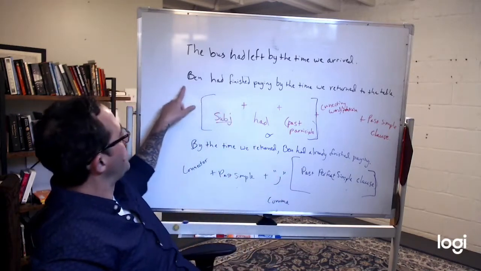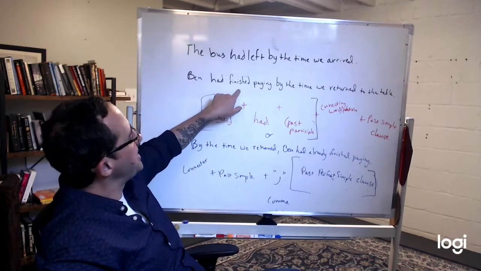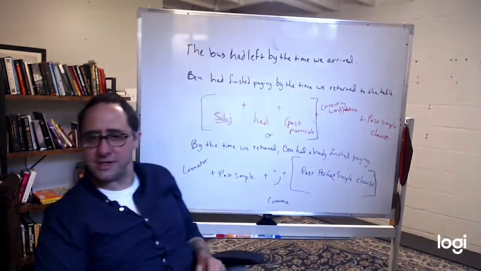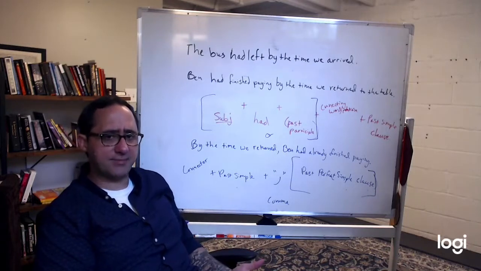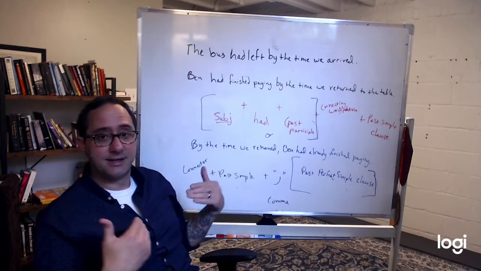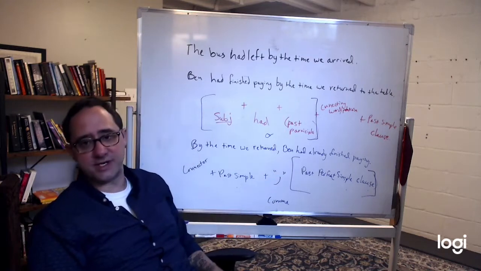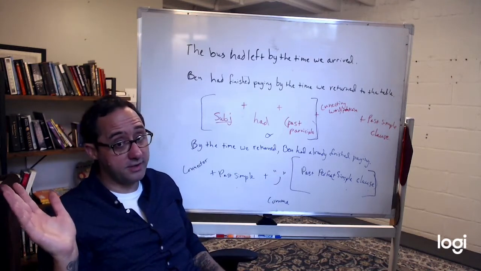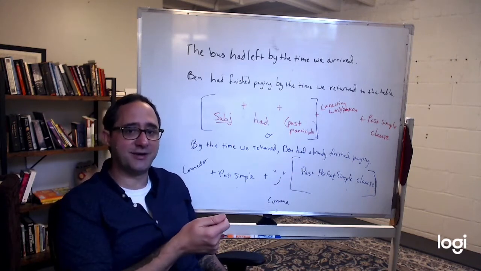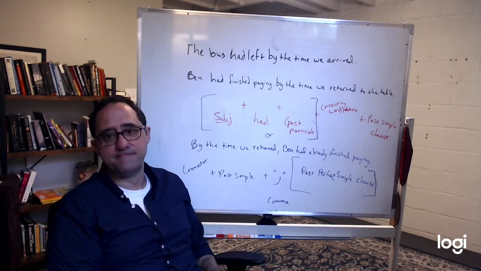Let's look at another one. Ben had finished paying by the time we returned to the table. What happened? We returned to the table. We came back to the table that we had all been eating at, and Ben had already paid for us. Isn't that annoying or wonderful when your friend does that? Right? Your friend pays for dinner when you are going to help pay.